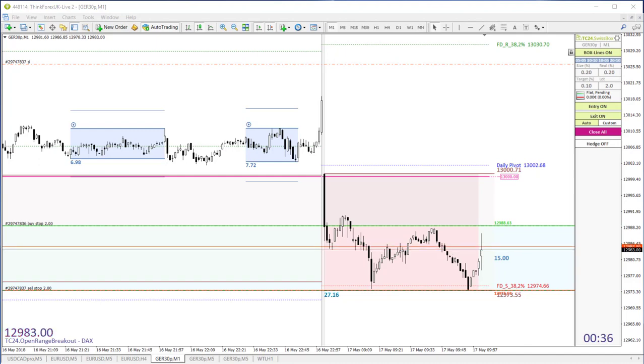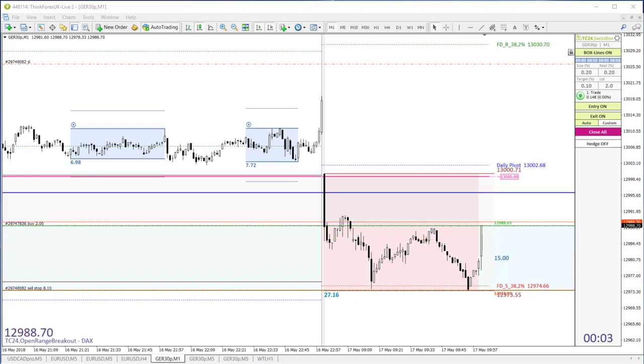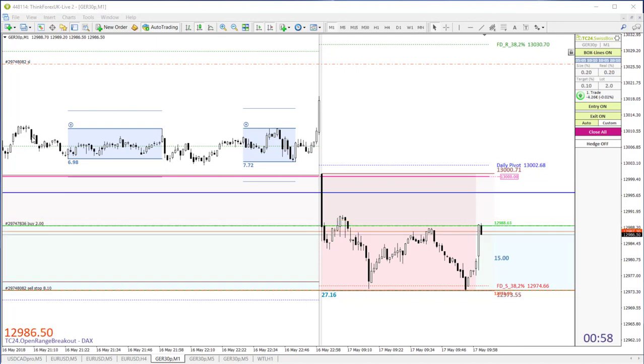We see a, yeah, still not triggered. So no clear direction of the market. And we are now in first trade, bullish candle, and here's our take profit, the blue line.